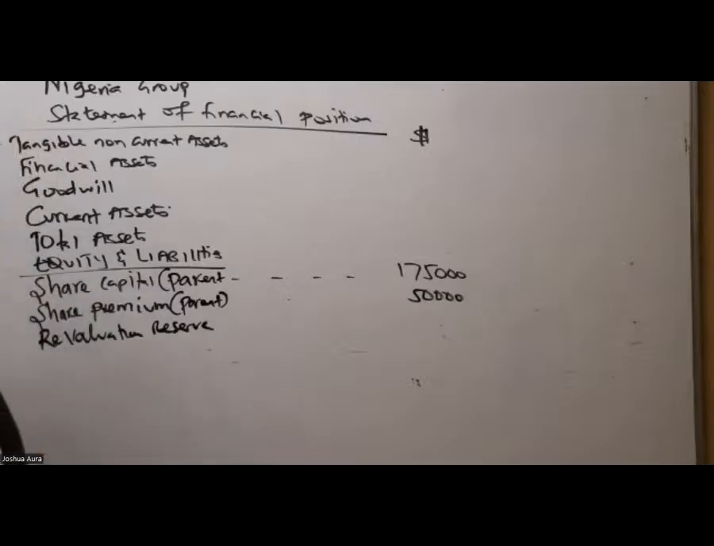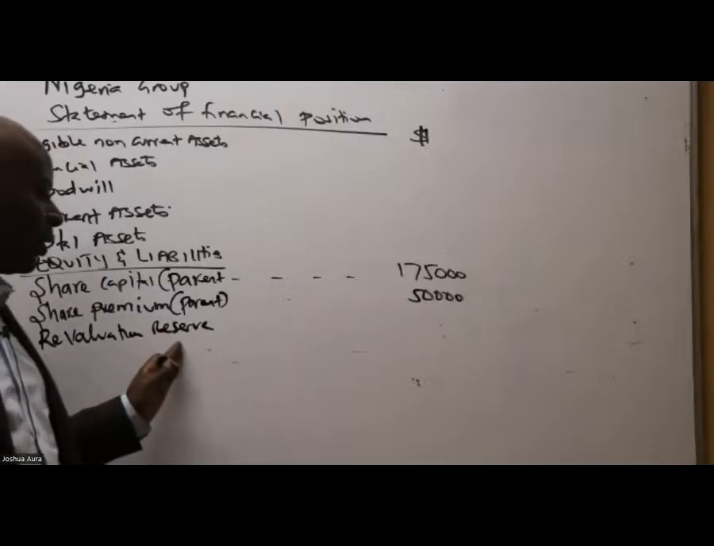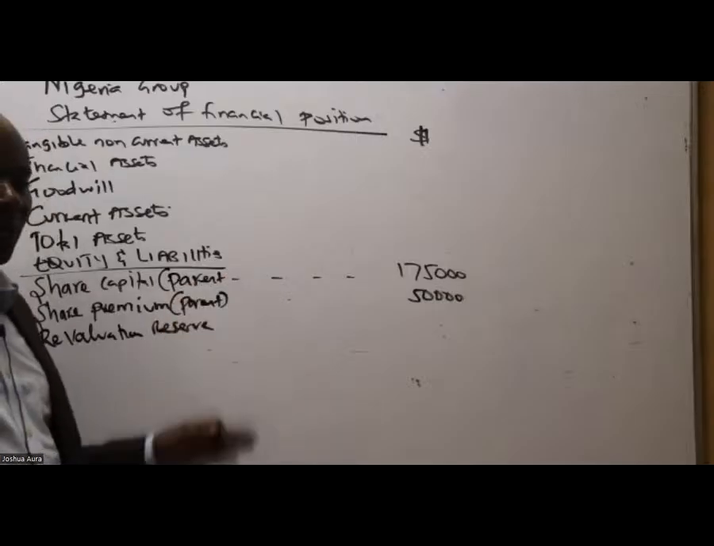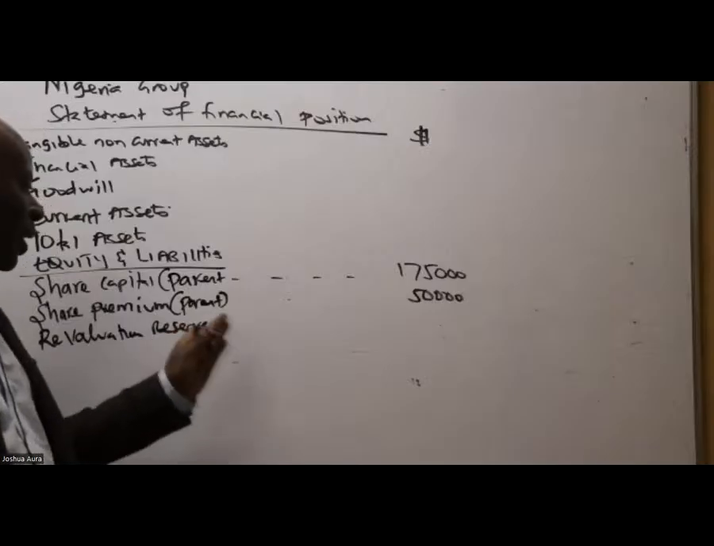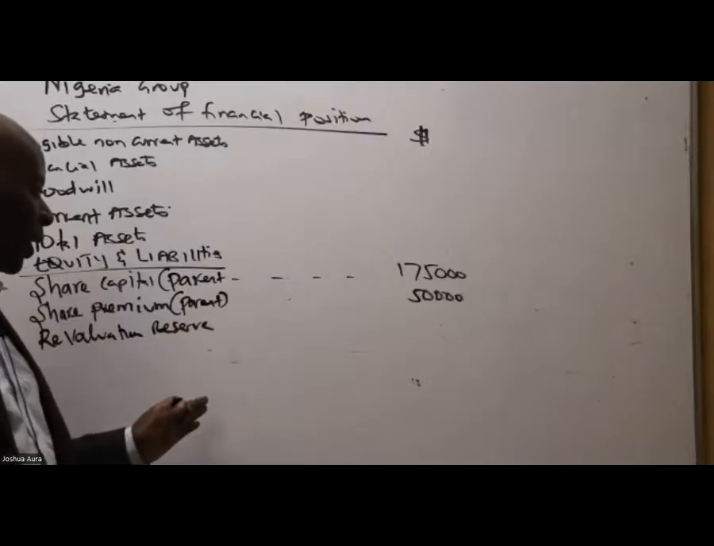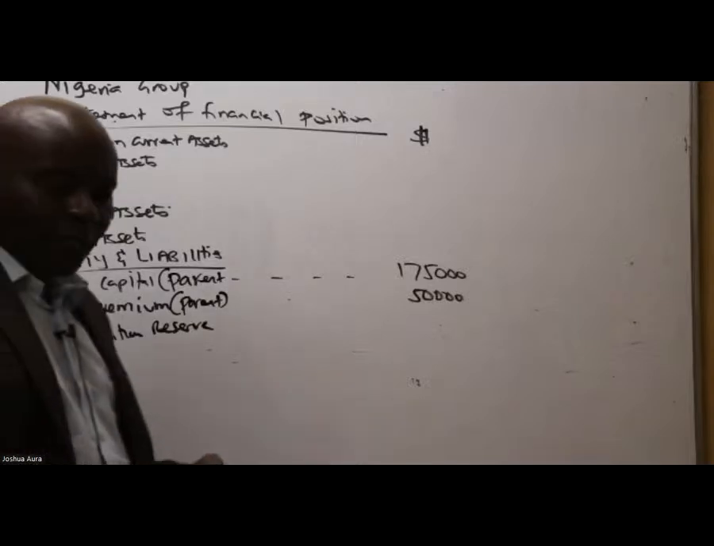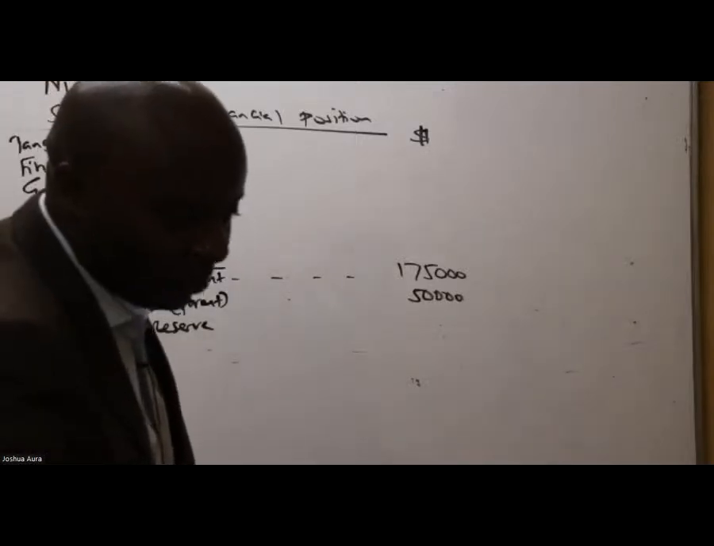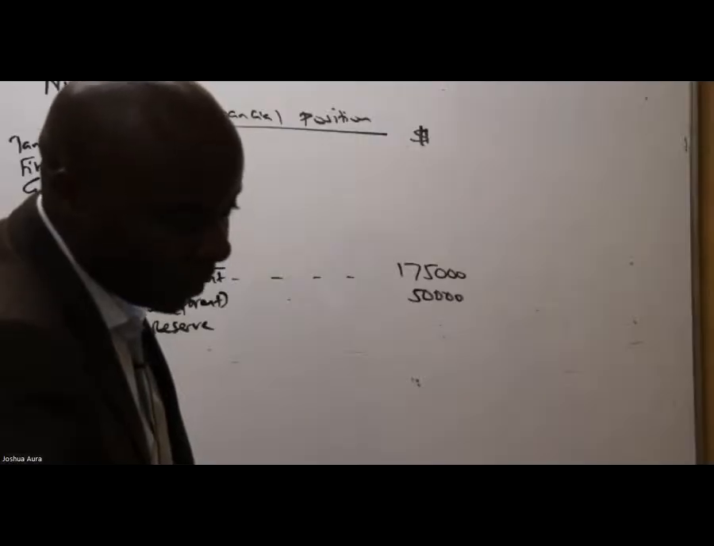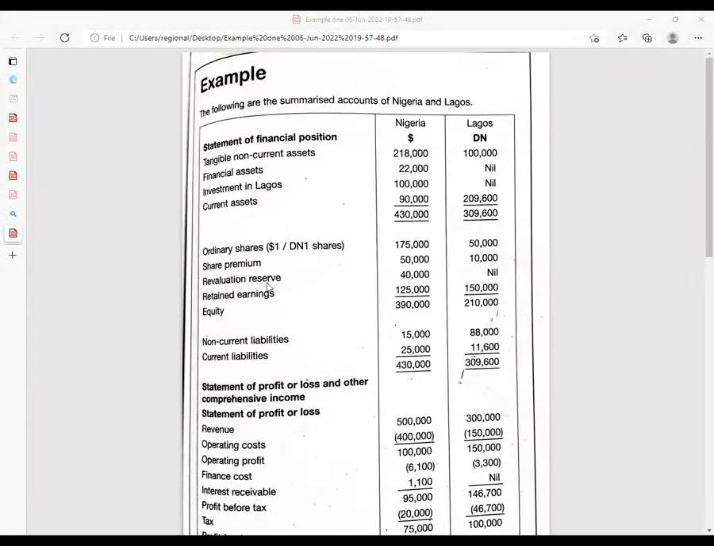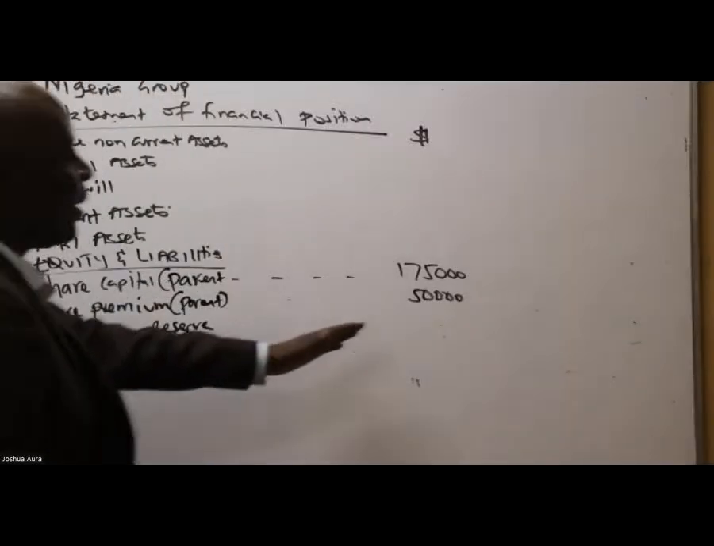So revaluation reserve, if there will be any revaluations done later on, then I'll add the post-acquisition revaluation. In this case, for revaluation reserve, pick the figure of the parent only, with possibilities of being adjusted. So revaluation reserve, I'll pick 40,000 alone.